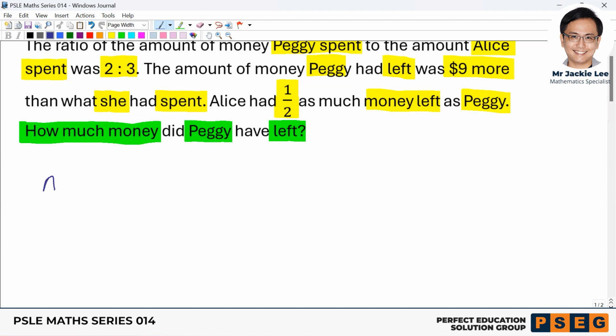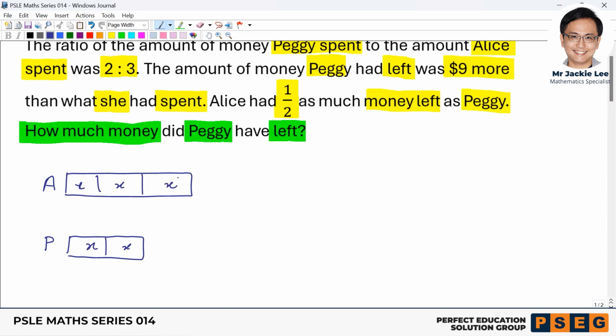So Alice and Peggy. First of all, the amount of money that they spent is in the ratio of 2 to 3. Peggy is 2, Alice is 3. So perhaps like this, 2 to 3. Call them X, X, X, X, X. Second information is that for Peggy herself, the amount of money left behind is $9 more than the amount of money that she spent. So that means this should have another 2x plus $9. So X, X, and $9, right?